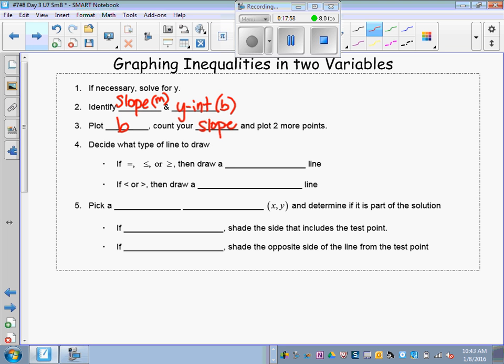If we have an equal to, a less than or equal to, or a greater than or equal to, then we draw a solid line. What do all 3 of those have in common?